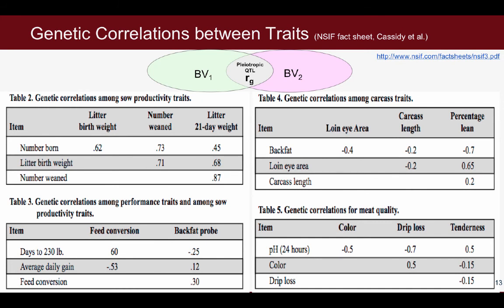These tables give examples of estimates of genetic correlations among pigs. For example, feed conversion has a negative genetic correlation with average daily gain, but a positive genetic correlation with back fat. So selection for growth rate will not only improve growth rate, but it will also reduce or improve feed conversion rate as a result of this negative genetic correlation.